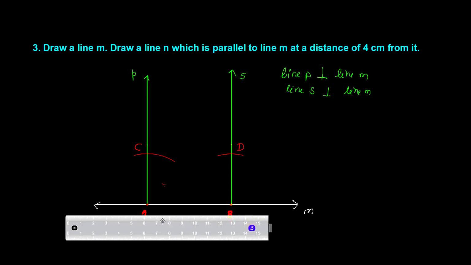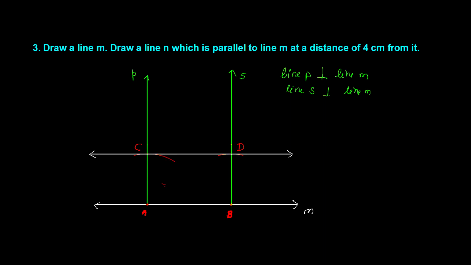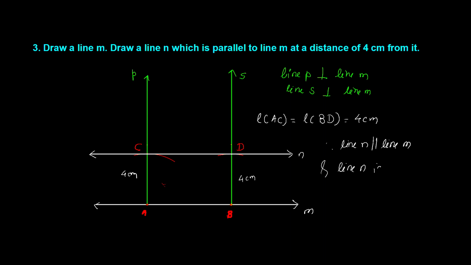Draw a line passing through points C and D. Remove the ruler. Name the line here. The distance AC is 4 centimeter and distance BD is 4 centimeter. Therefore, length AC equals length BD equals 4 centimeter. Therefore, line N is parallel to line M and line N is at 4 centimeter from line M. This is the required figure.